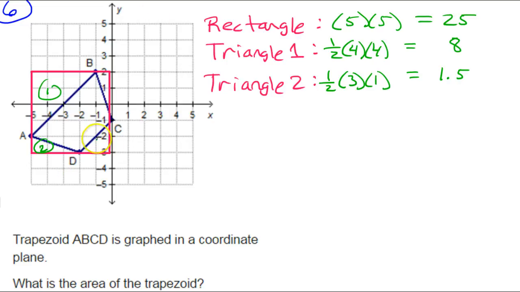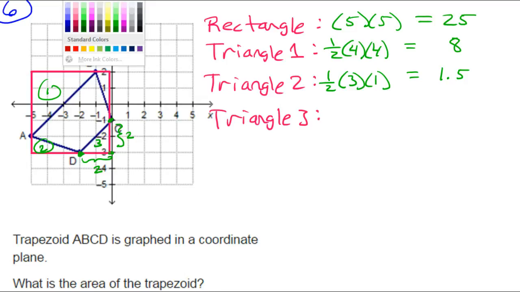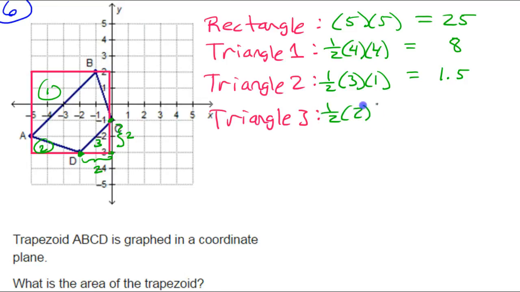Alright, now let's do triangle 3. Triangle 3 is like this. Okay, so here I've got a base of 2 and a height of 2. So that's 1/2 times 2 times 2. 2 times 2 is 4. Half of 4 is 2. Alright, so one more triangle to do.